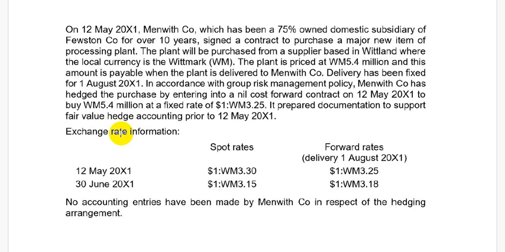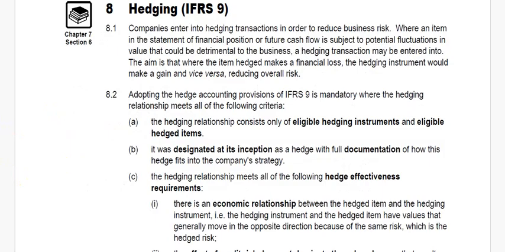There are two types of hedge instruments. There's fair value hedge and cash flow hedge. They've specified fair value hedge. So if we go to the knowledge, let's quickly review what the standard covers under hedging.